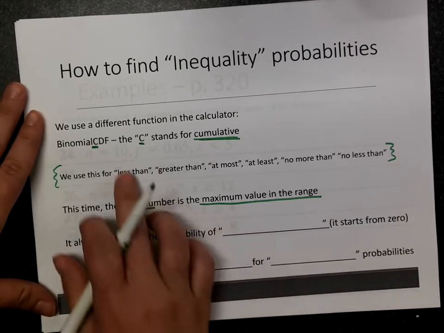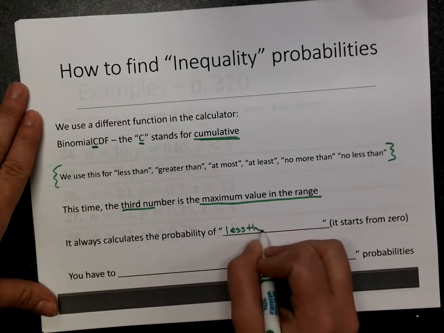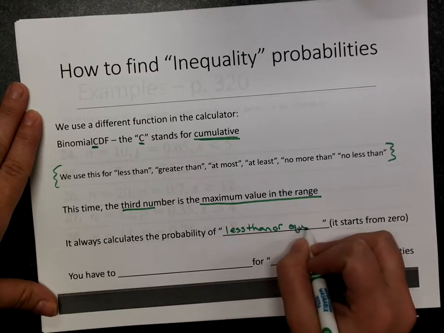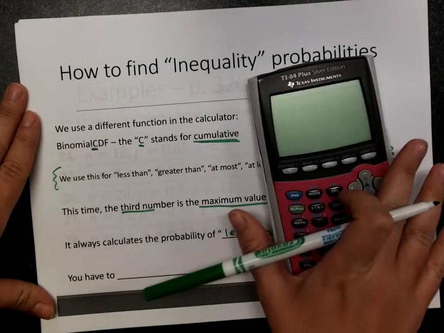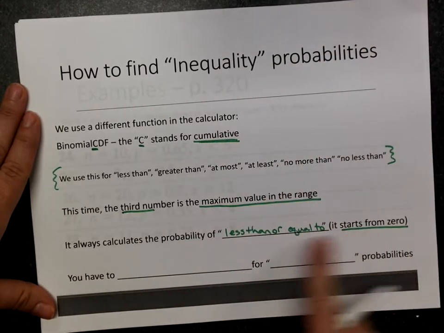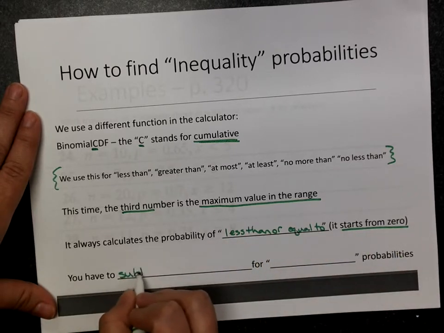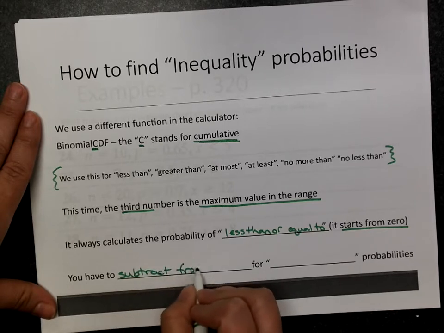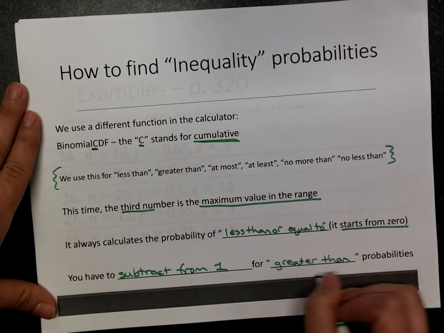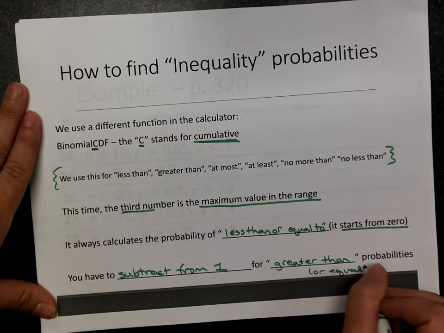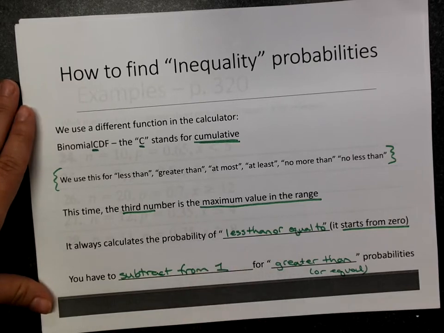So the calculator, this function, binomial CDF, always calculates the probability of less than or equal to. It always starts from 0. It is pre-programmed. This calculator is only programmed to start from 0 and calculate less than or equal to the number you put in. You have to subtract from 1 anytime you're doing a greater than or equal to. So if you do greater than or equal to probabilities, you have to subtract from 1. And I'll try to explain that as I go.